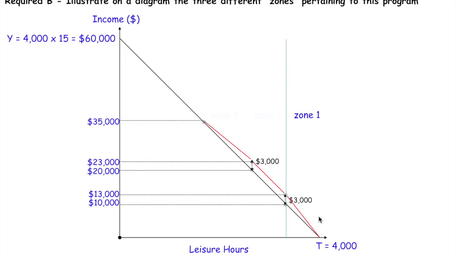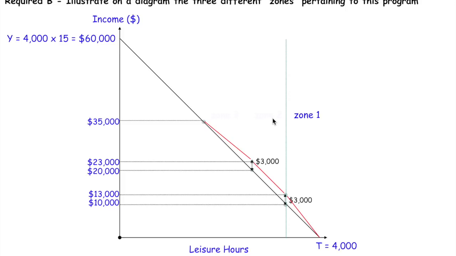And if you want to illustrate the zones that are involved, well, we could have zone 1, which is when the individual earns between $0 to $10,000. In this zone, the individual is receiving 30% of their income as a tax credit. Evidently, as soon as income reaches 10,000, now they would have maxed it out, and the most credit that they could possibly get would be $3,000.